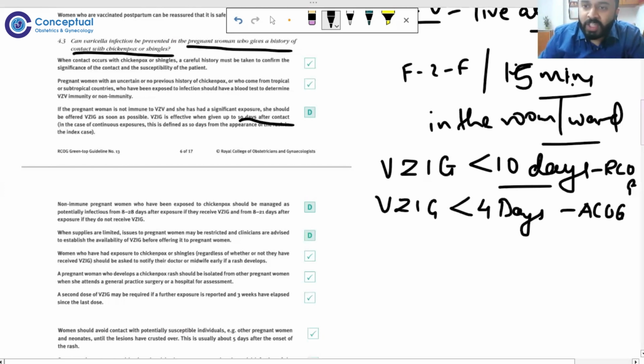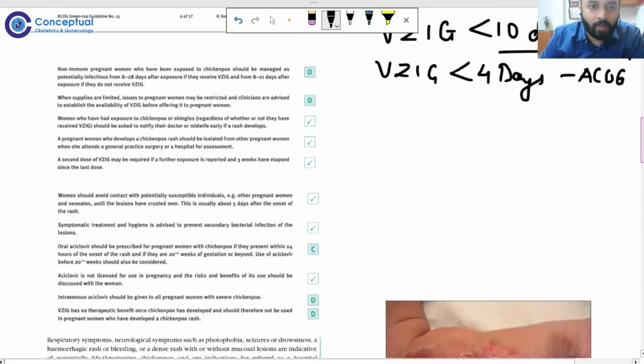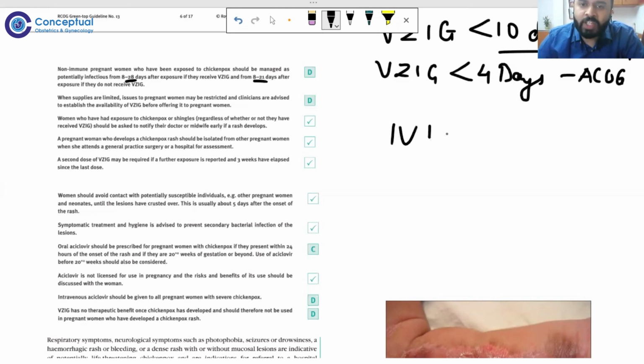But even after giving VZIG, this female is going to be infective. By infective, I mean she'll be infective to other people for at least 8 to 21 days if I'm able to give VZIG within 10 days. She'll still be infecting other people for almost 20 days. Whereas if she did not receive it, she'll be infecting people for almost 28 days after the period of contact. So ideally, every tertiary hospital should have VZIG available. If they do not have it, what we can also give is IVIG, a non-specific immunoglobulin that can be given intravenously to these patients.